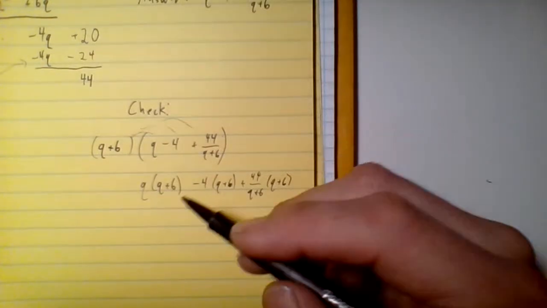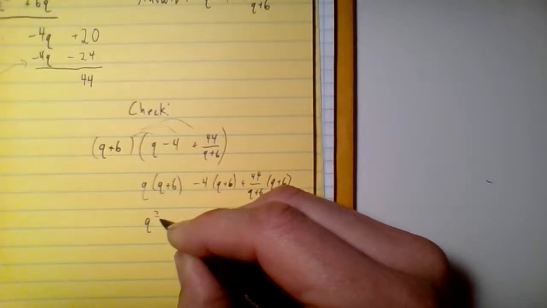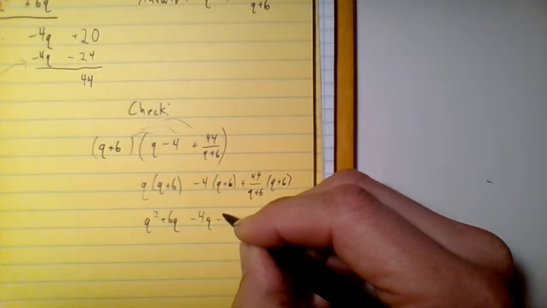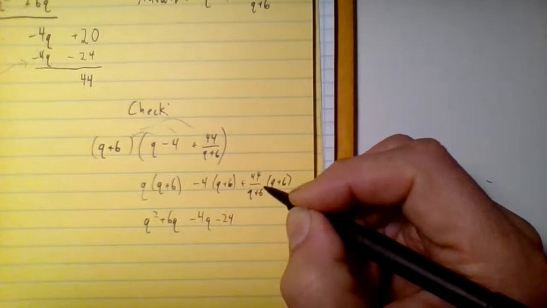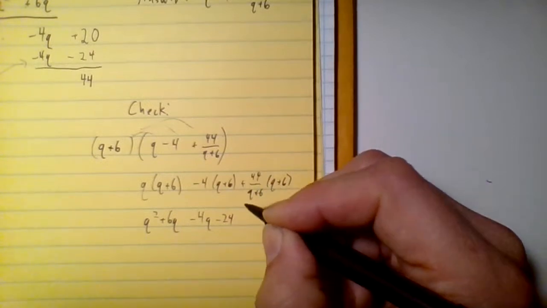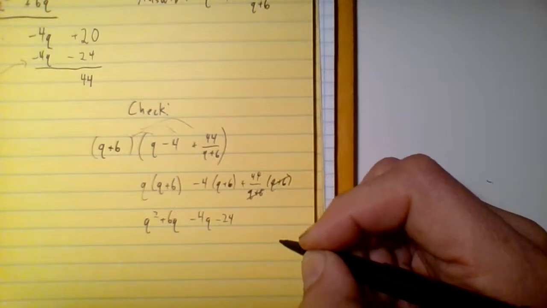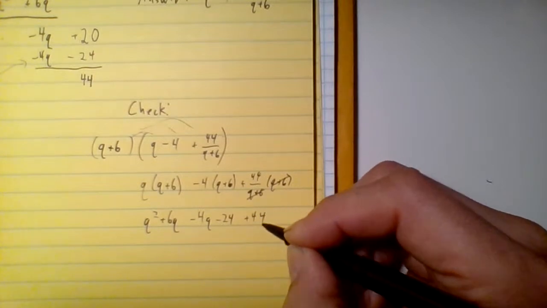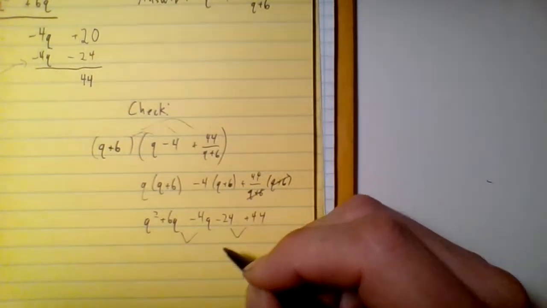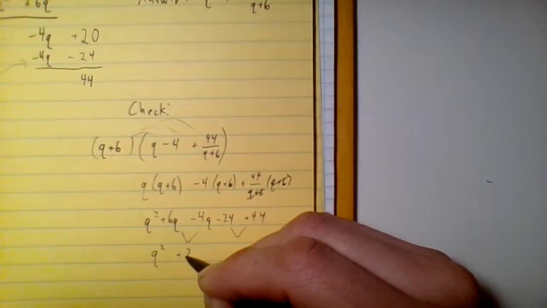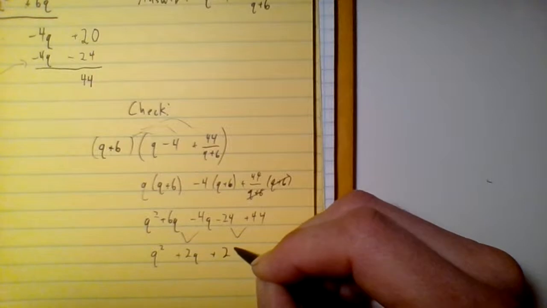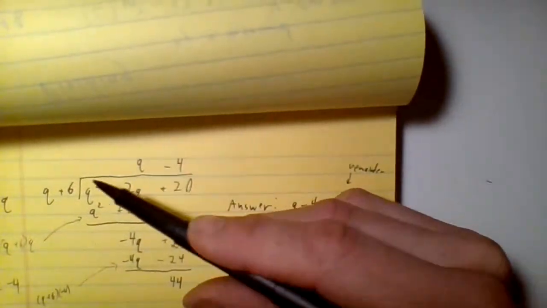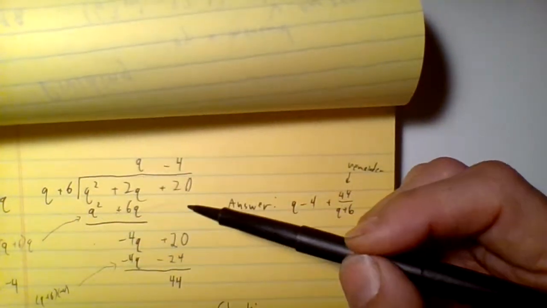So you should see one of these worked out. But q times q plus 6 is q squared plus 6q. Negative 4 times q plus 6 is negative 4q minus 24. And this fraction times q plus 6, well, we're multiplying and dividing by the same thing here. So that fraction times that denominator is just going to come out 44. And if you do your combining of like terms in this, you see we get q squared plus 2q plus 20. That's supposed to be that thing that we were dividing to begin with, right? That should match up with what we had inside here. And it does. Worked out great.